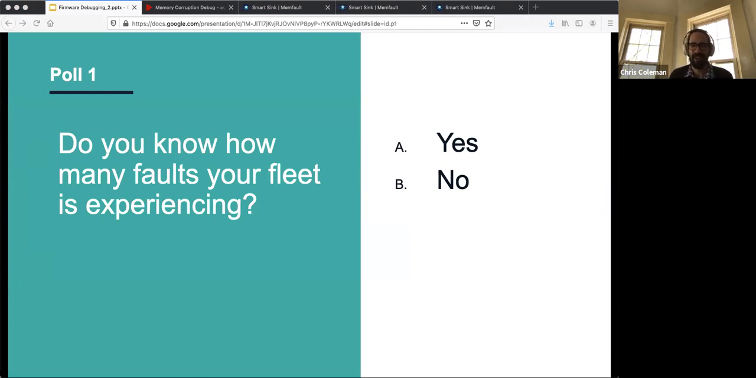Give it a couple more seconds. I see some results rolling in. Great. Let's share the results here. So it seems like we're not doing that great as a crowd here today. I hope if you take nothing else away from this talk that you get something in place to understand these stability issues that could be impacting your platform.